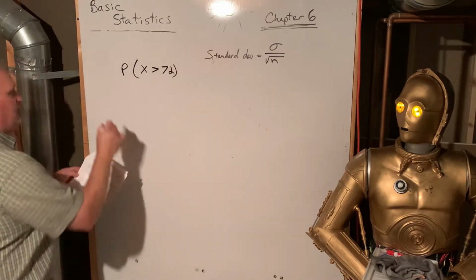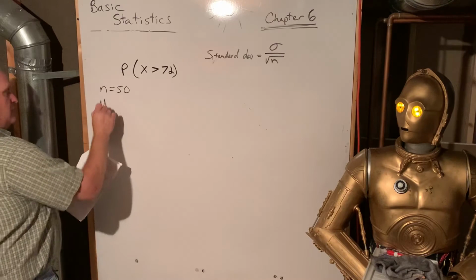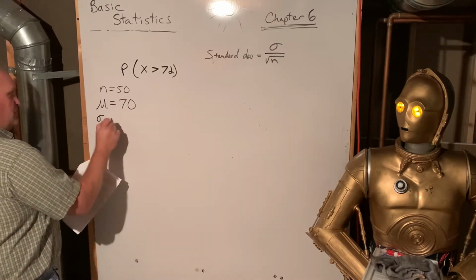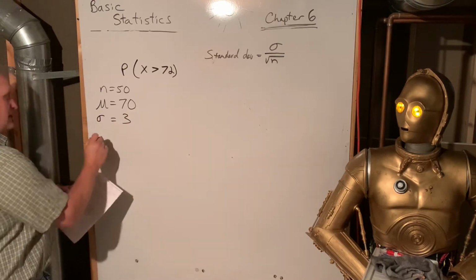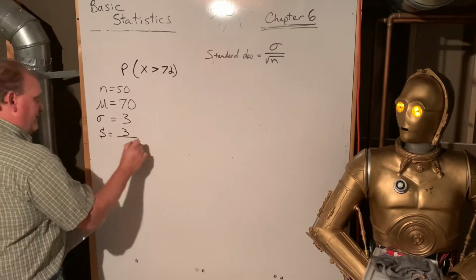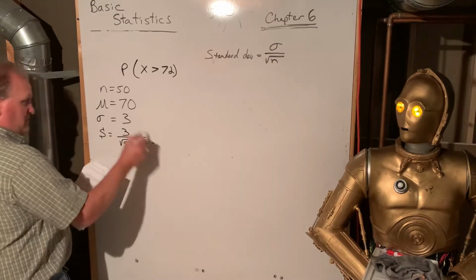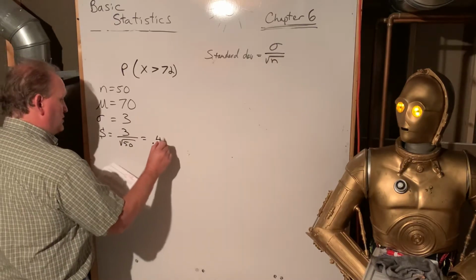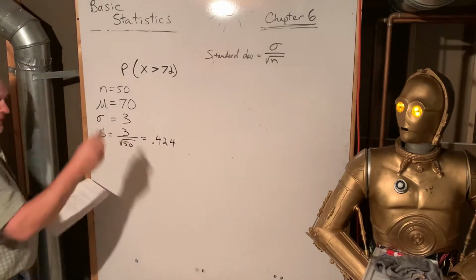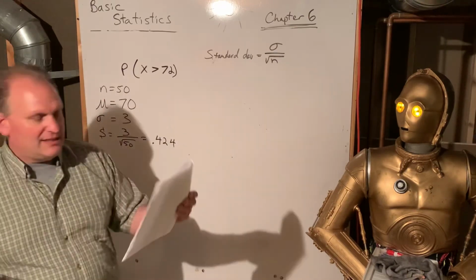And so let's see what was given. What was given was n equal to 50. Mu, the mean of the population, is 70. The standard deviation of the population is 3. And so the standard deviation of this sample is going to be 3 divided by the square root of 50, which is going to be a lot less varied. So instead of 3, it's going to be 0.424. So much smaller than the entire population of all men. Obviously, a sample of 50 would be a lot less varied.